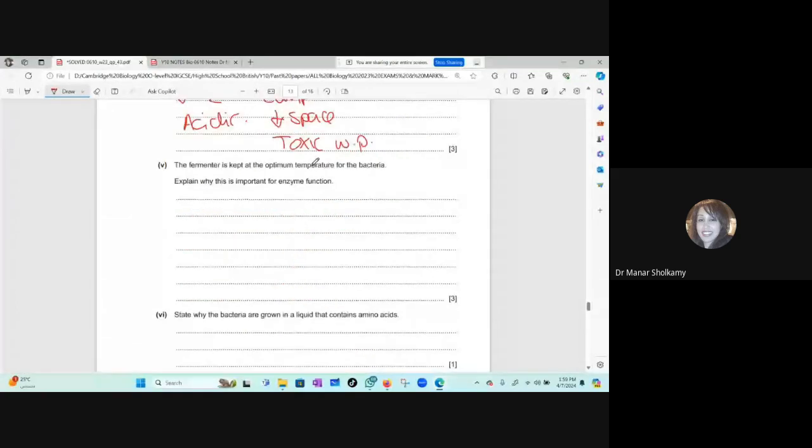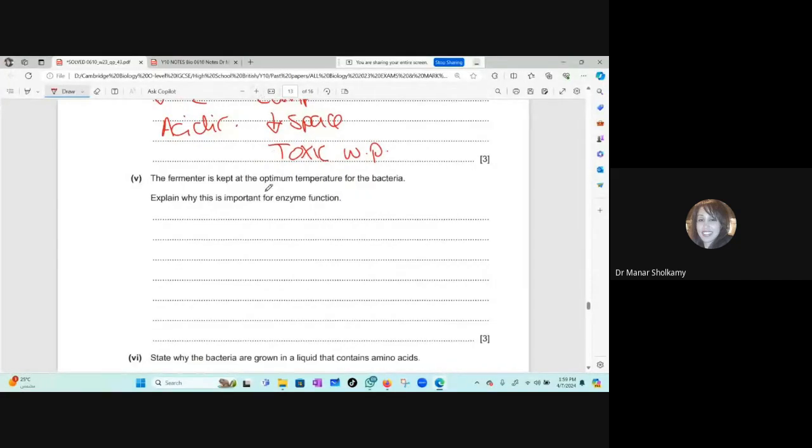The fermenter is kept at an optimum temperature for the bacteria. Explain why this is important for enzyme function. Again, this is a very direct question. Why is optimum temperature important for enzymes? Very easy.